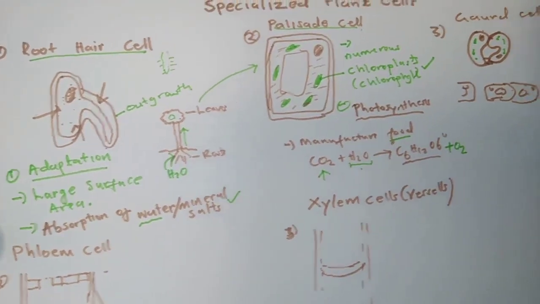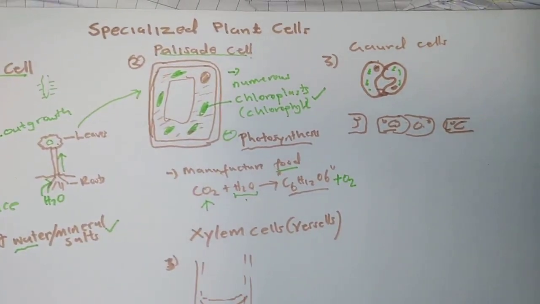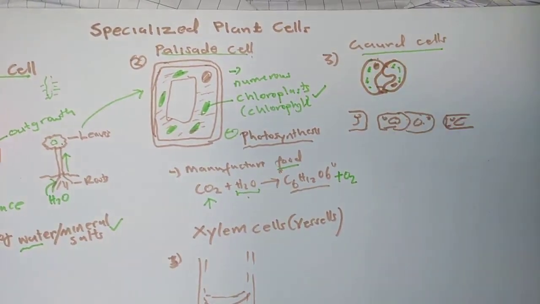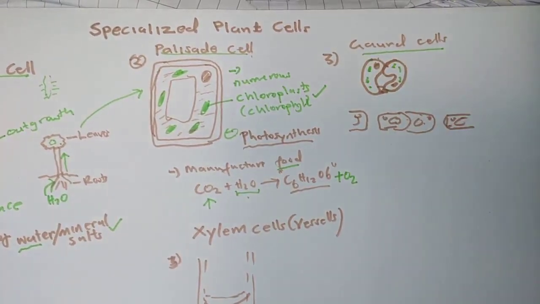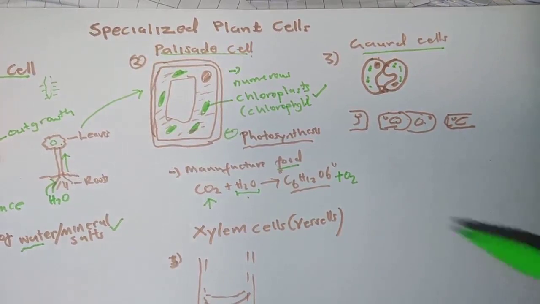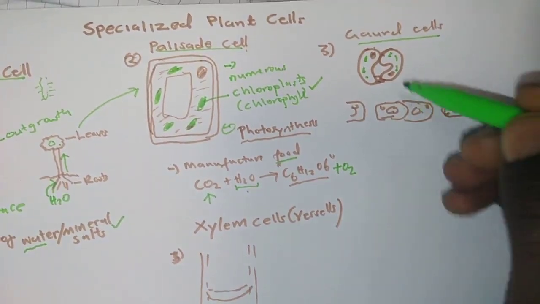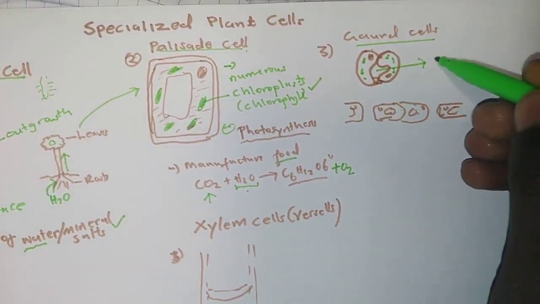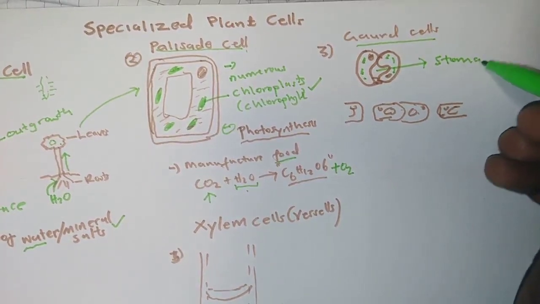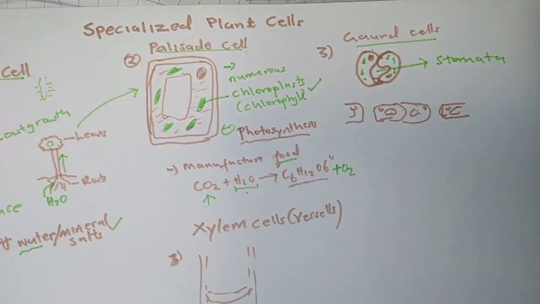Okay, but how does it get carbon dioxide? This leads us to another type of cell. They're found on the lower part of the leaf, concentrated on the lower part of the leaf, and we call them guard cells. These guard cells have an opening here, which we call stomata. Okay, stomata. These are openings.